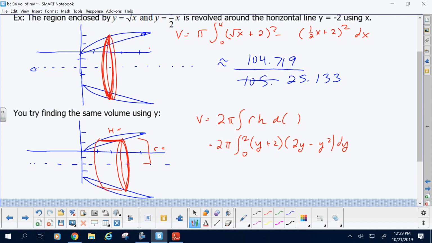And did you get that same 25.133? Yes. Okay. Why is it 2y plus 2? Why would it be 2y plus 2? Because of the equation to the line. Oh, okay, I see what you're saying.